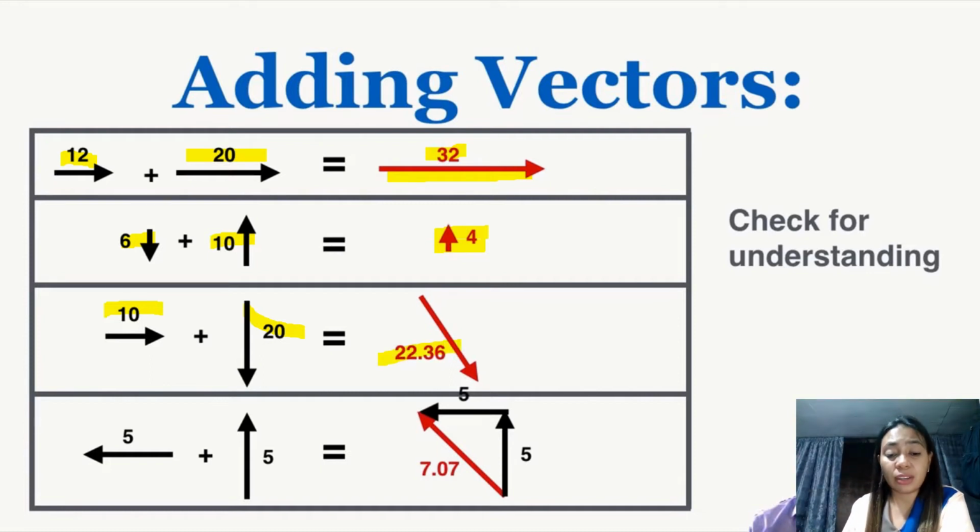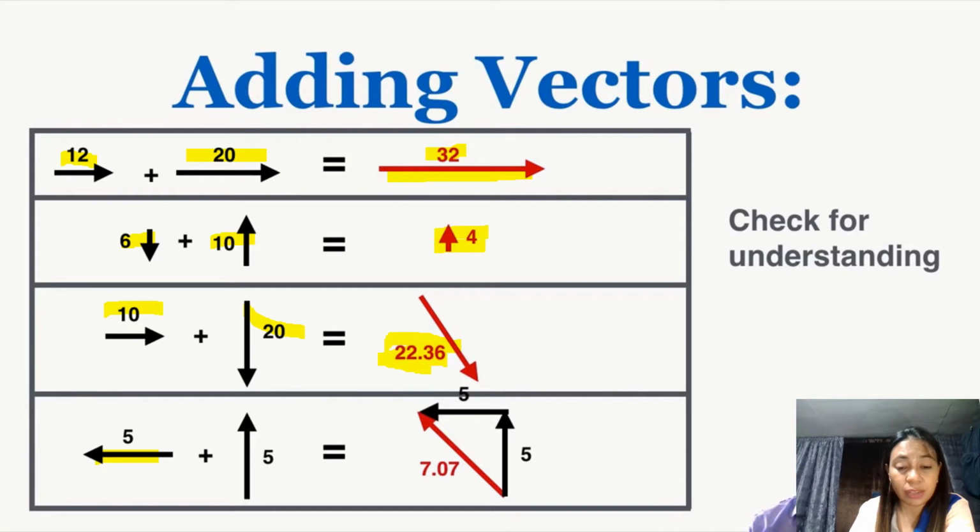So this time here we use the addition of vectors already into components, and answering this is actually through the Pythagorean theorem. Okay, the same thing also for this. 5 to the left and 5 to the north, so it also gives 7.07.